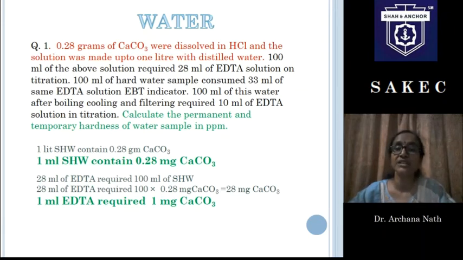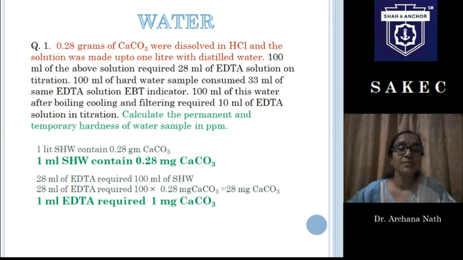Whatever is given, you write it first. So we have written like this: 1 liter of standard hard water contains 0.28 gram of calcium carbonate. So 1 ml of standard hard water contains 0.28 milligram of calcium carbonate. Got the point? 1 liter contains 0.28 gram, so 1 milliliter contains 0.28 milligram.